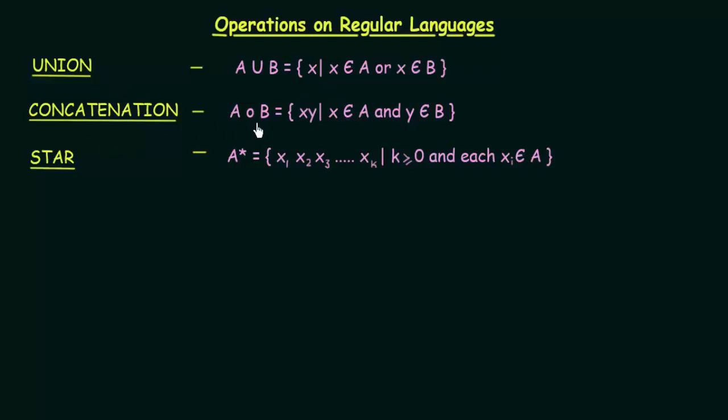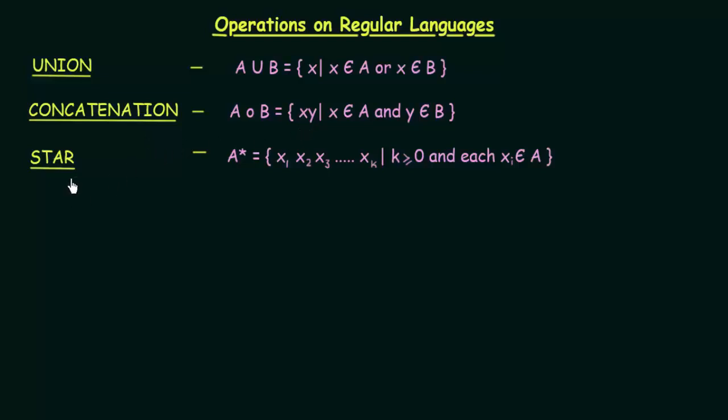A concatenation B. Concatenation is denoted by this small circle and it is equal to xy such that x belongs to A and y belongs to B. This basically means joining two symbols together. When you join two or more strings or symbols together, that is what we mean by concatenation. So suppose you have x, which is an element of A, and y, which is an element of B, and you join them together like this, xy. That is known as concatenation.